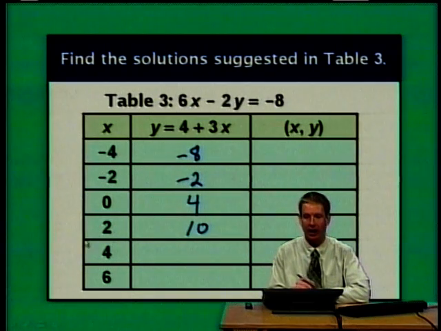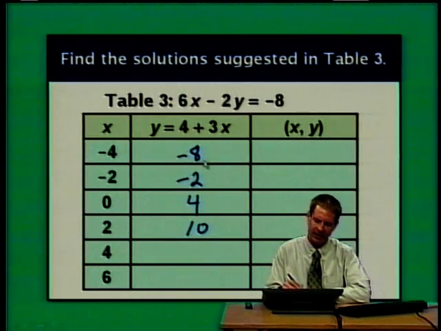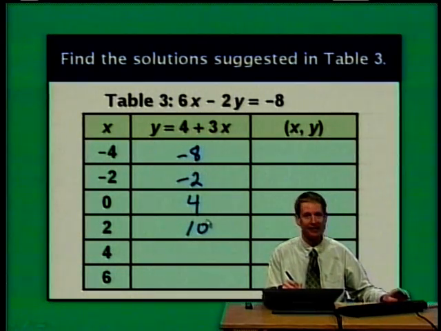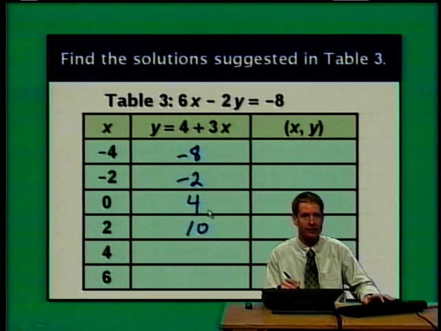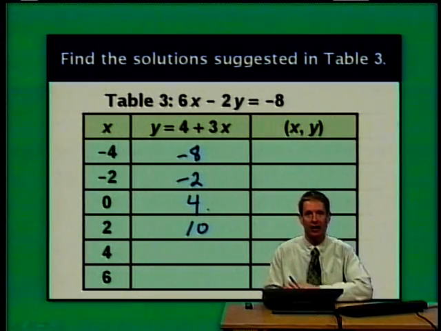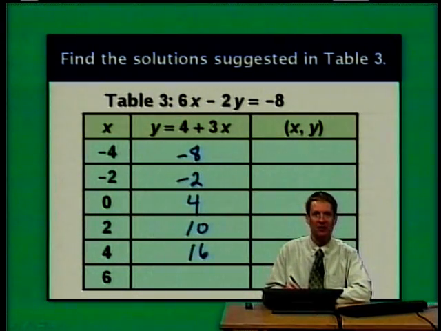What's happening to y? Well, to get from negative 8 to negative 2, I think we need to add 6. And if we add 6 to negative 2, we get 4. And if we add 6 to 4, we get 10. I see our pattern. Every time x goes up by 2, y is going up by 6. I bet you the next two rows are 16 and 22.